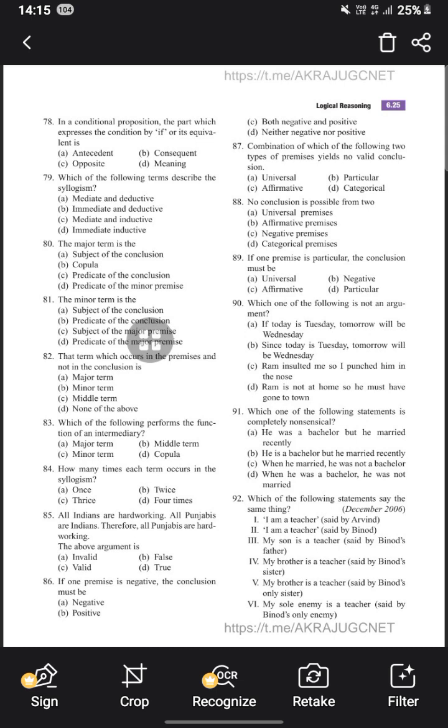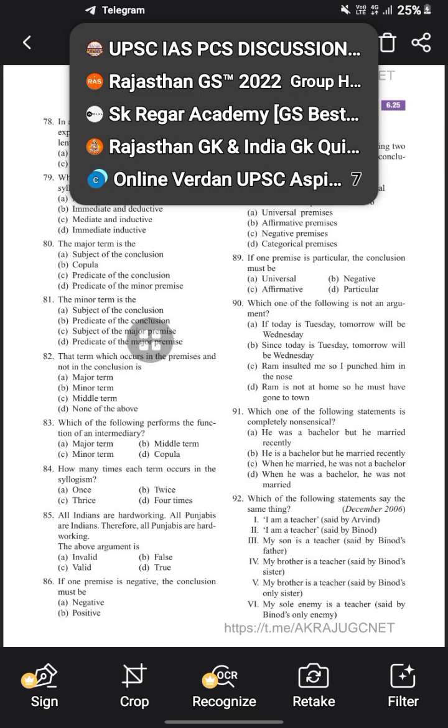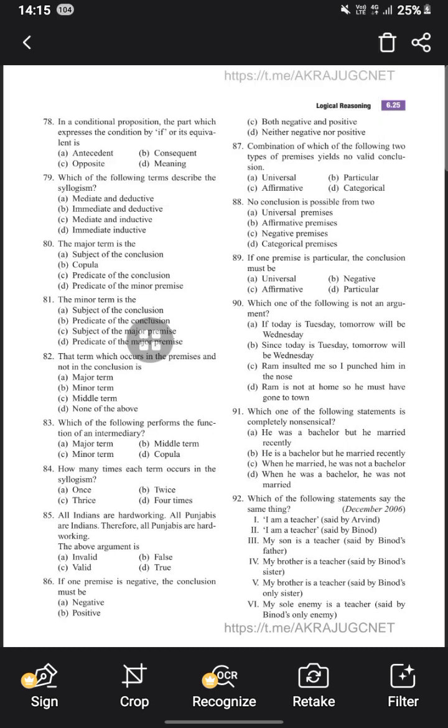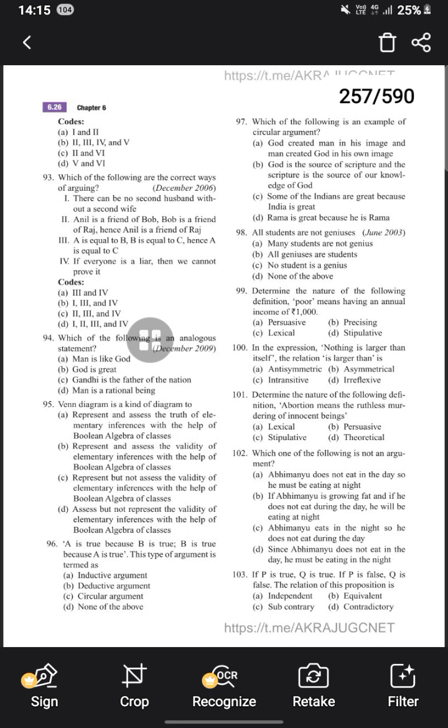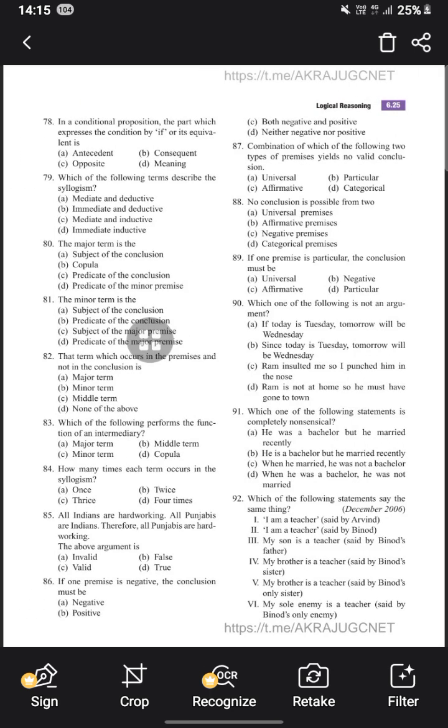Which of the following statements is completely nonsensical? 91 is B. He is a bachelor but he married recently. Which of the following say the same things? 92 is B. B means 2, 3, 4 and 5.